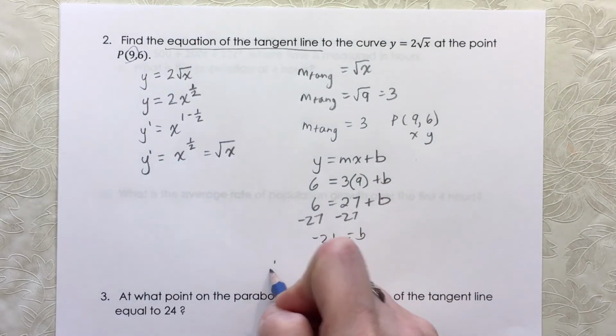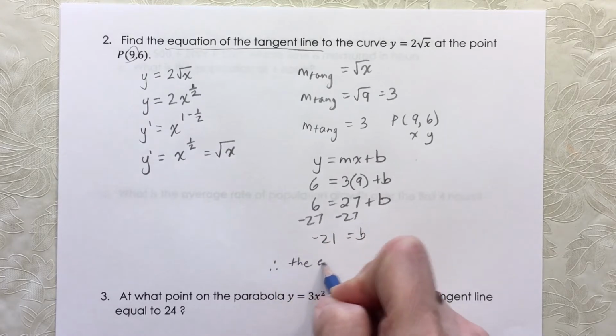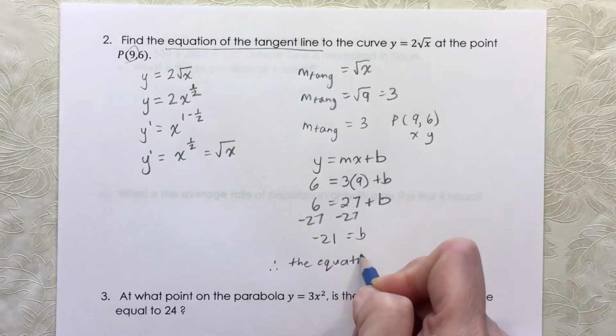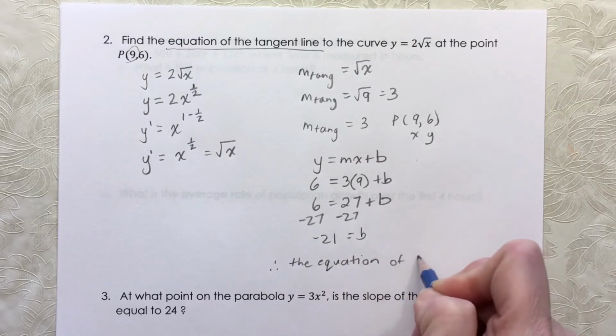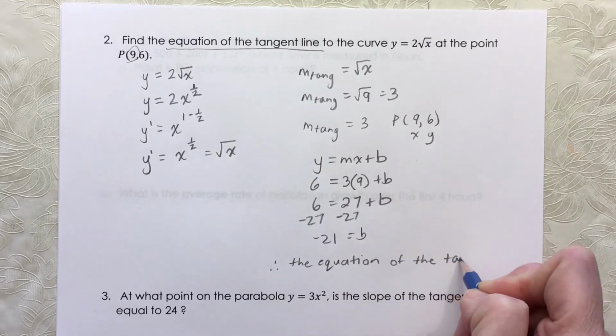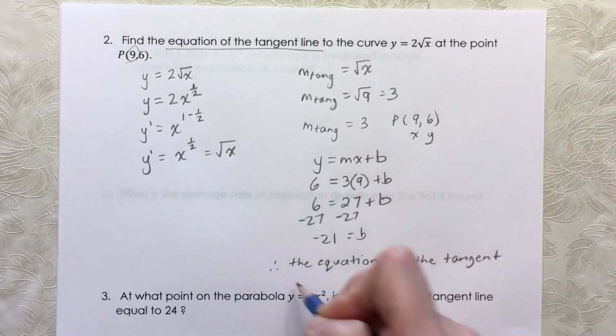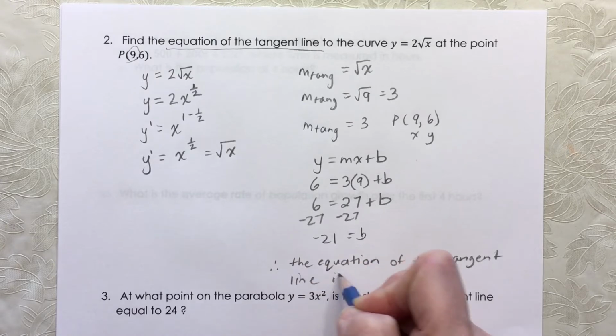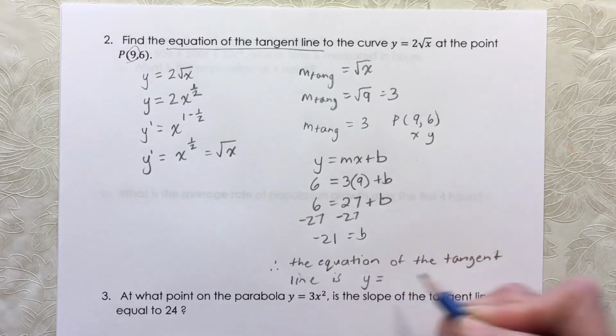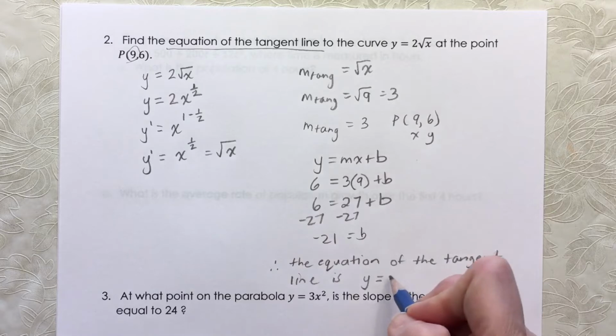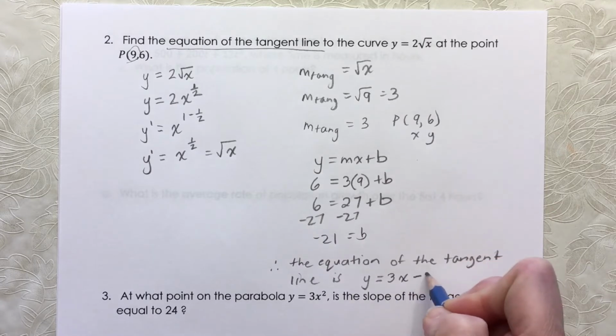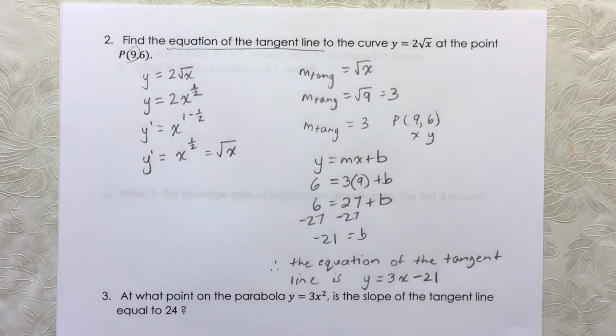So then therefore the equation of the tangent line is y equals, so our slope was 3x minus 21. So that would be the equation of the tangent line to the curve y equals 2 root x at the point 9, 6.